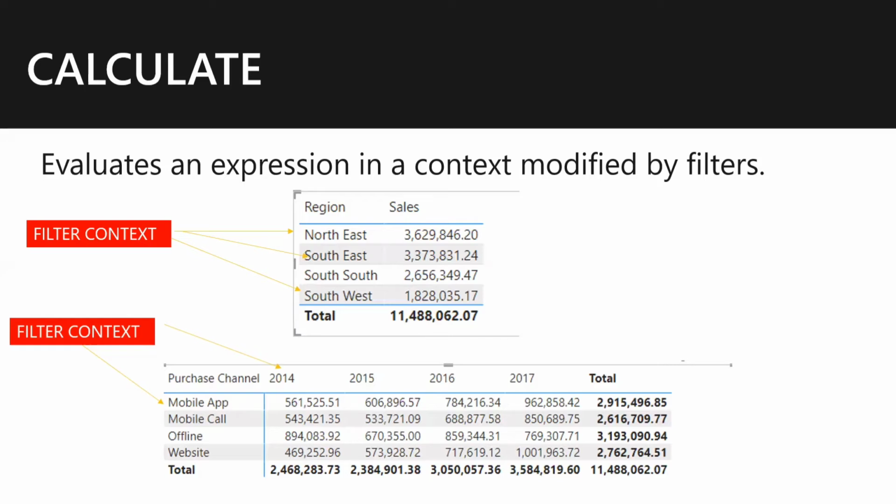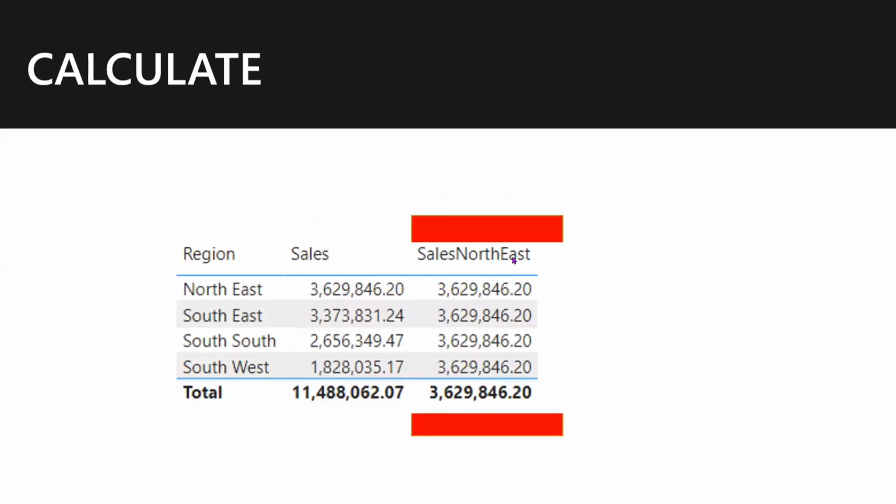In order to be able to fully express ourselves with explicit measures, we are going to be making use of CALCULATE. CALCULATE allows us to evaluate an expression in a context modified by filters. What do I mean by that? If we look at this table again, the filter context at this particular time is region. If I need something else to appear in the next column after sales, maybe the sales of Northeast alone, or the grand total, then I need to do something.